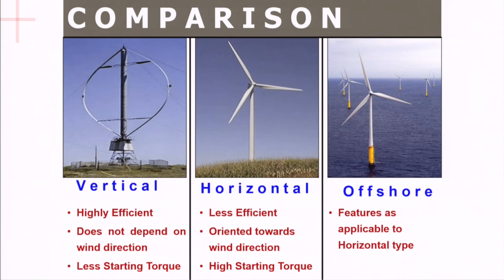So, a small comparison: a vertical axis windmill is very costly, but it is highly efficient and it does not depend on the direction of the wind. Whereas a horizontal axis windmill is less efficient, but because it is cheap, we find it to be present in the majority of places, and it is oriented to the wind direction.